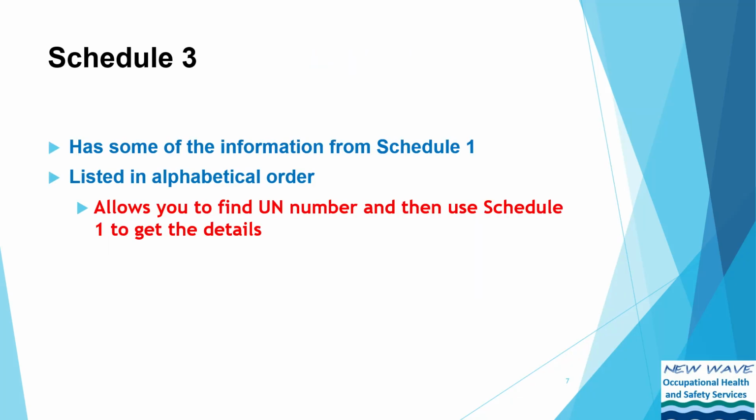In addition to Schedule 1, there is Schedule 3. This schedule has some of the same information from Schedule 1. However, it is listed in alphabetical order. This allows you to find the UN number and then use Schedule 1 to get more details.